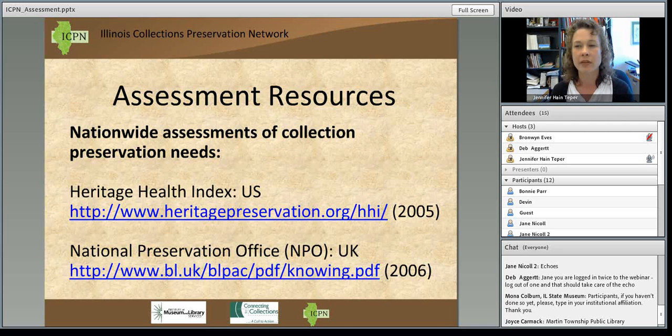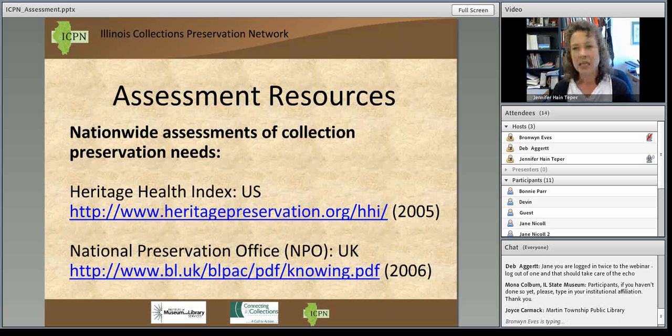But the Heritage Health Index was completed in 2005. So it's getting a little old at this point, but it still definitely underscores some of the key preservation needs, and they looked at all types of collections, the key preservation needs found in the United States. And most of the needs that they cited in 2005 are still needs now.